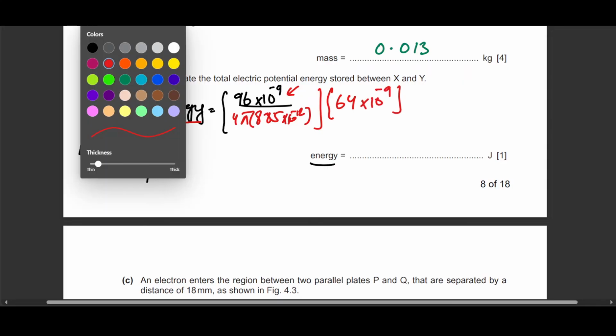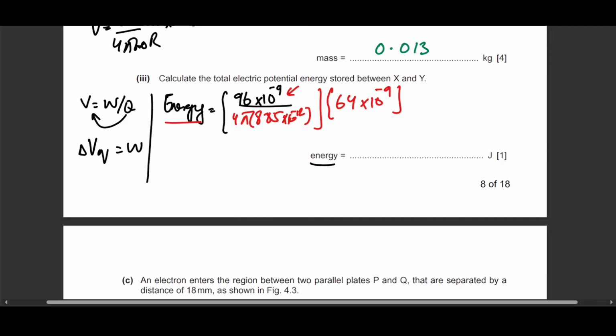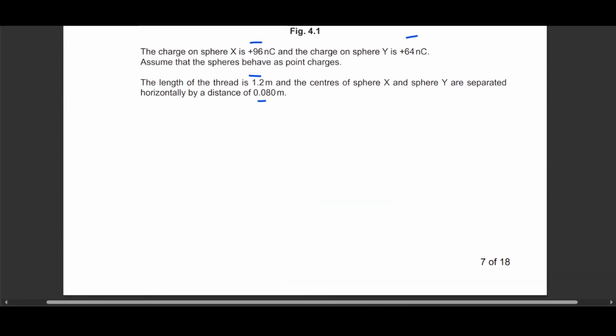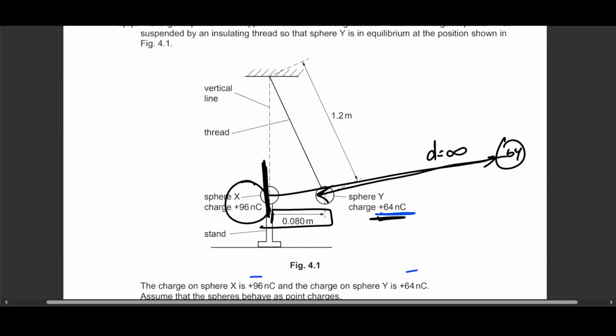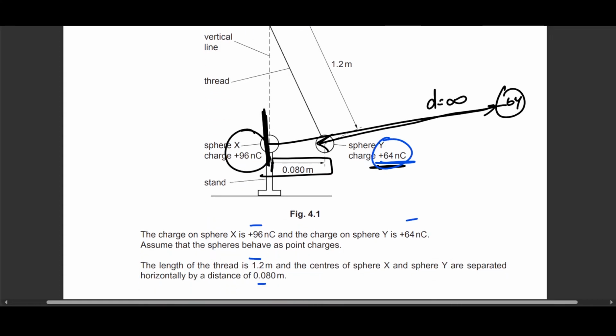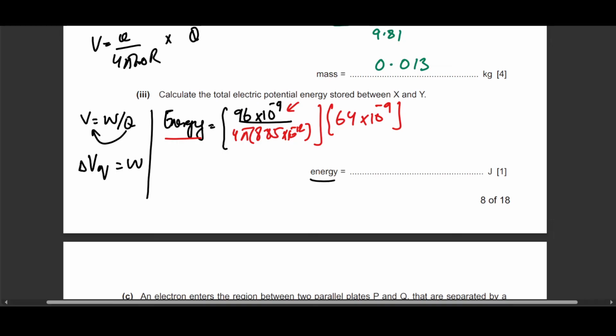Now, would it matter if you change the perspective? If you want to look at it from the perspective of 64 nanocoulombs, that 64 was already there and 96 was brought from a distance of infinity where potential V was equal to 0. Would it matter? No, it would not, because if you look closely, both numbers are being multiplied. It is primarily Q1, Q2. So it doesn't matter whether you change the perspective. That's why he is leaving it to you.